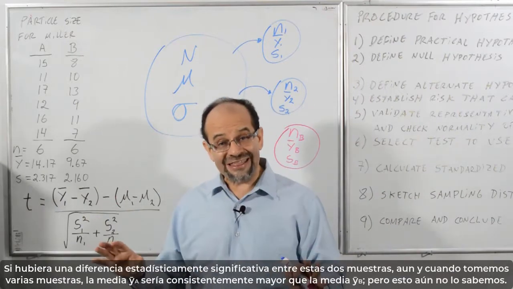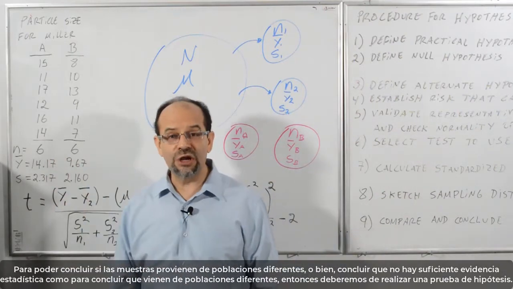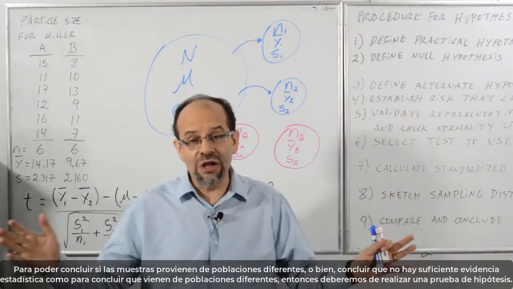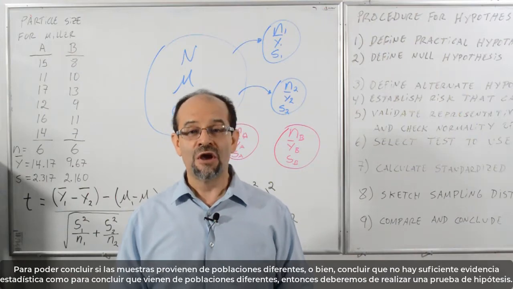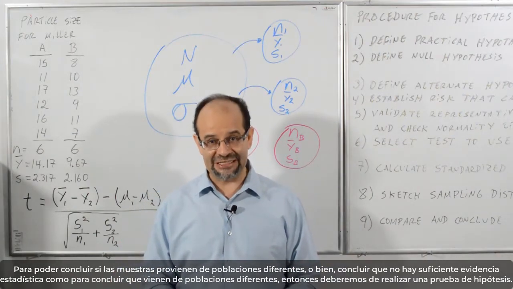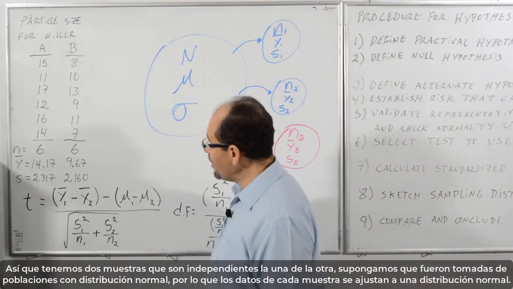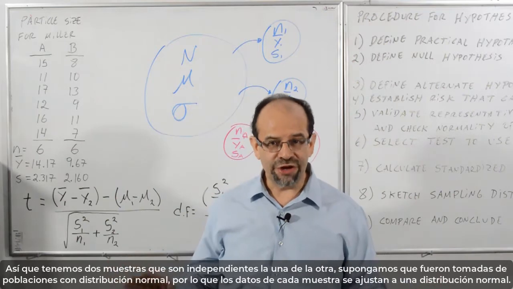But I don't know that yet. In order to conclude if they are coming from different populations or not, or maybe we don't have enough statistical evidence to conclude that they are coming from different populations, well, we have to do a hypothesis test. So, we are having two samples. They are independent of each other.